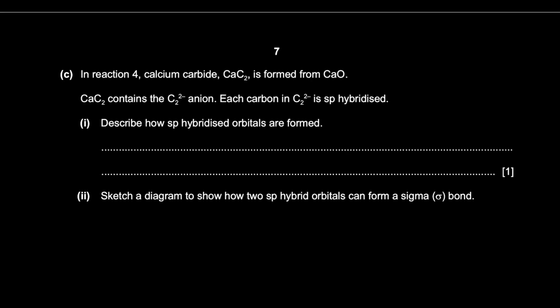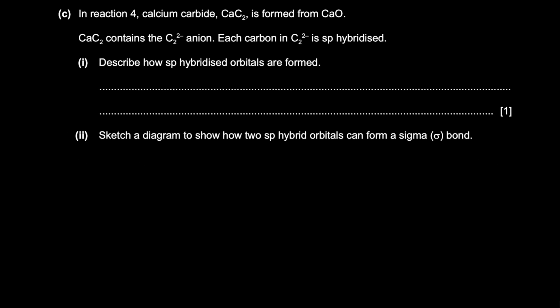All right. In reaction 4, calcium carbide is formed from calcium oxide. Calcium carbide contains the carbide C2 2- ion. Each carbon is sp hybridized. Describe how sp hybridized orbitals form. So the key word here is how. So how do sp hybridized orbitals form?